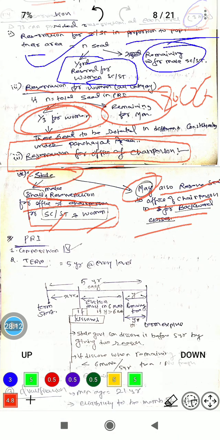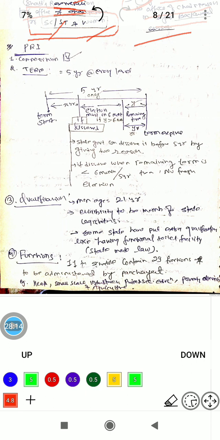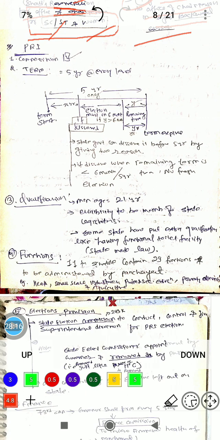So now let's go for the PRI. We have seen the composition. Now let's talk about the terms. The term of PRI is a 5-year term. If it is dissolved before the 5 years, and after dissolving the remaining period is less than 6 months, then there will be no fresh election.